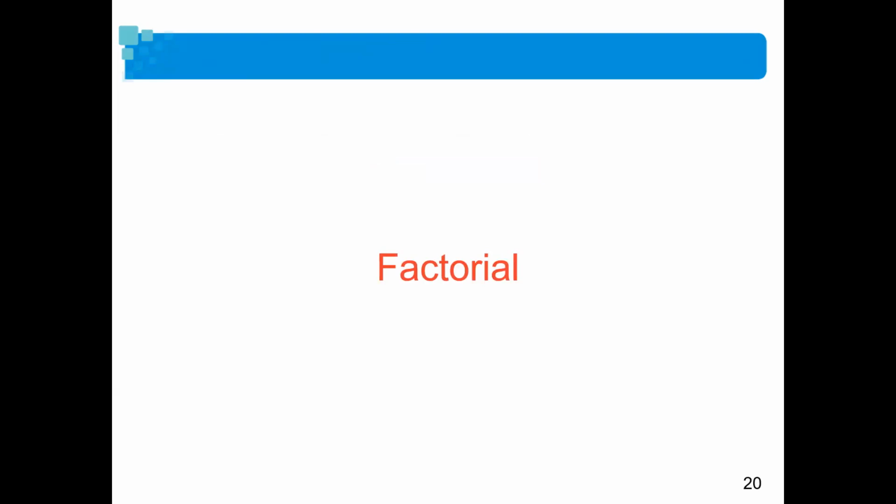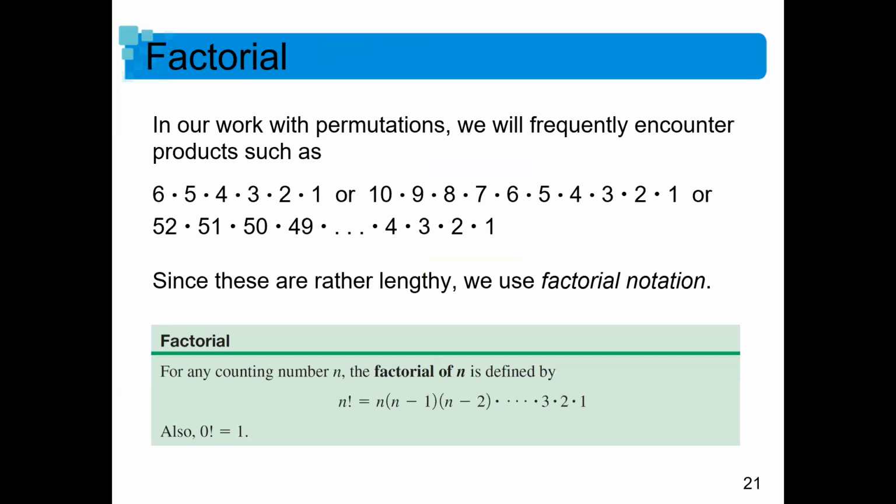So let's talk about the factorial. In our work with permutations, we will frequently encounter products such as 6 times 5 times 4 times 3 times 2 times 1. As you can see, the numbers are in descending order. These are rather lengthy, so we use factorial notation. For any counting number n, the factorial of n is defined by n factorial equals n times n minus 1 times n minus 2, all the way until we reach 1. Also, 0 factorial is equal to 1.